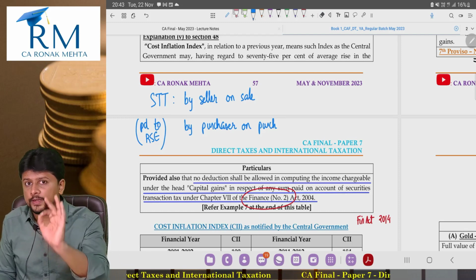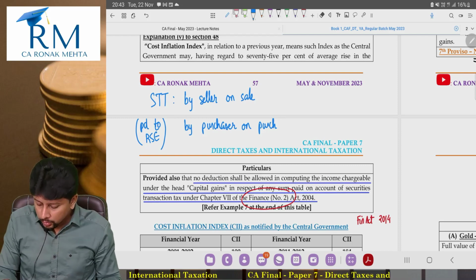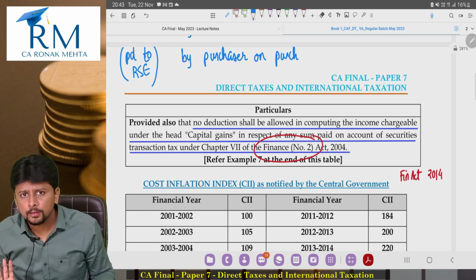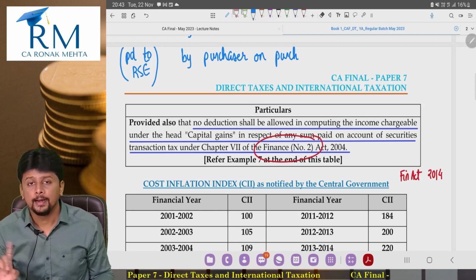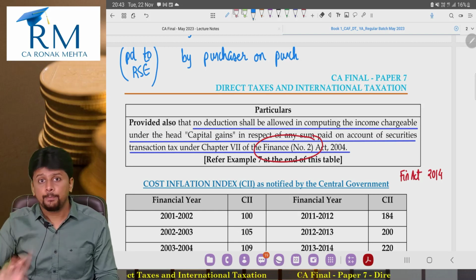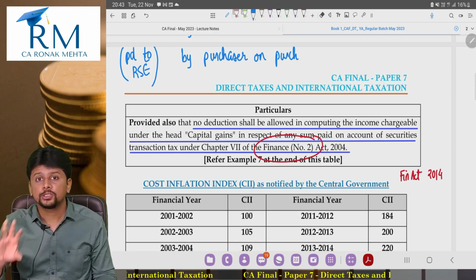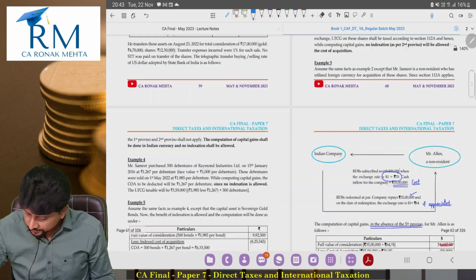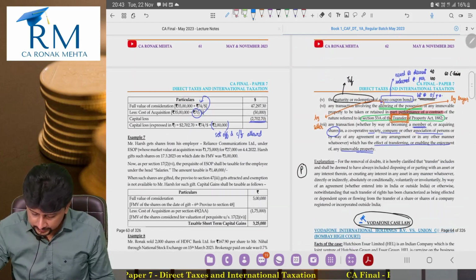Now read the proviso for the last time. No deduction shall be allowed. Does it say to the seller? Nah. In computing capital gains, no deduction shall be allowed of STT. So, see this.